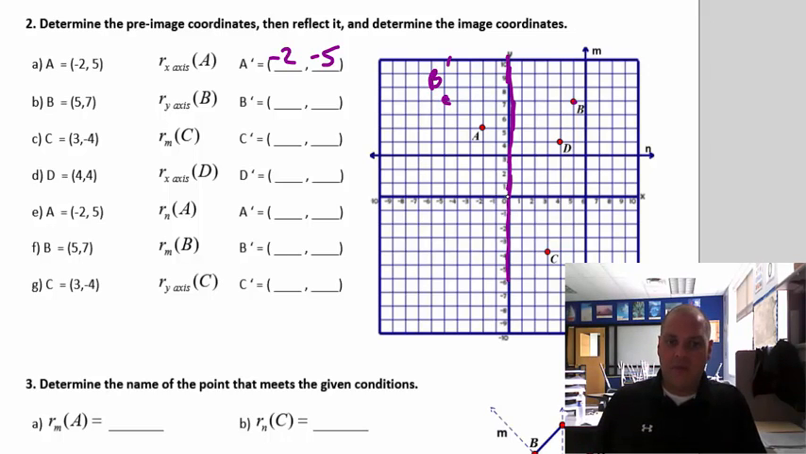What are the coordinates of B prime? Start at 0, right? 1 looks like -5 and 7. -5 and 7 would be the coordinates of B prime. See how they want us to reflect over the y-axis?